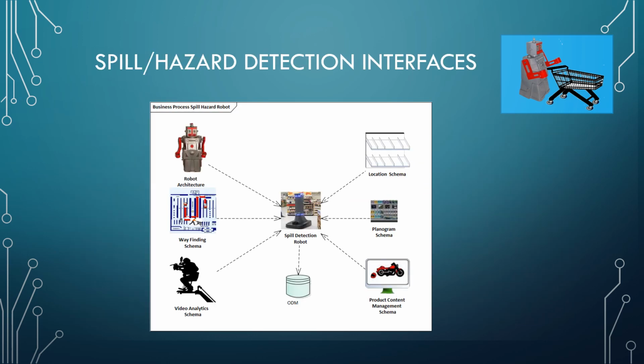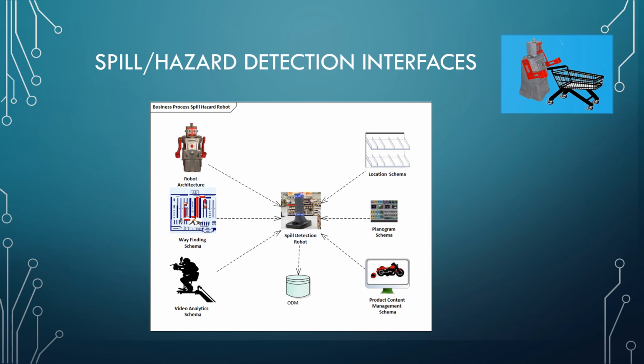So as you look around, you can see the interfaces or systems that the robot has to be able to interface with. Of course, there's first the robot itself, being able to communicate with it and have it move around. Wayfinding, to be able to move around through the store in some intelligent way. The video analytics schema, to be able to see the videos and analyze any spills that might be found.